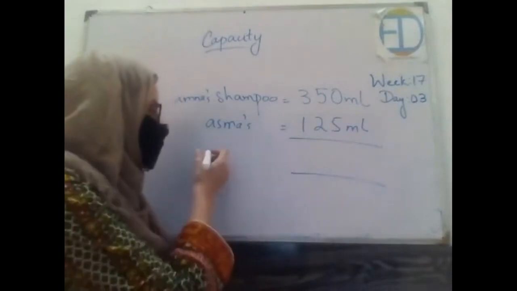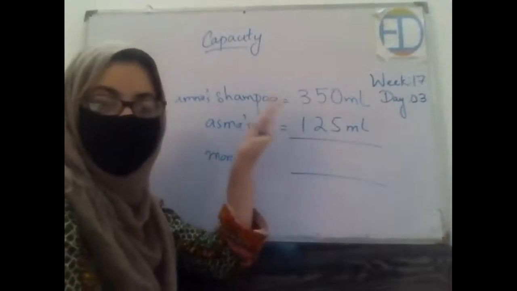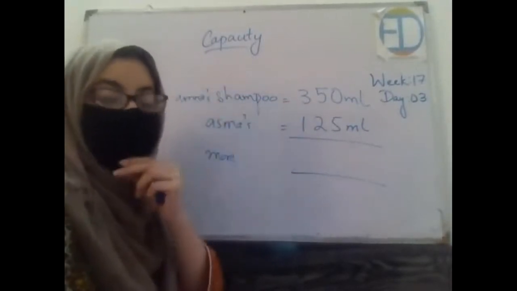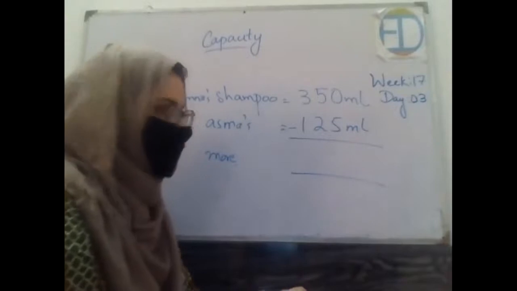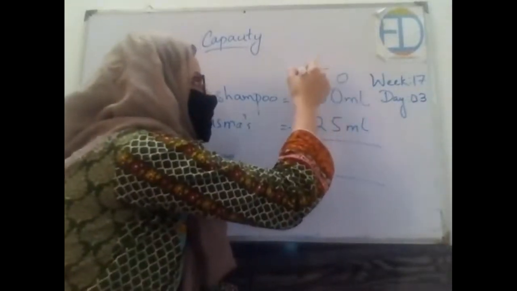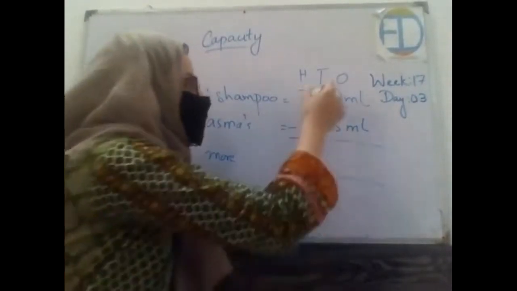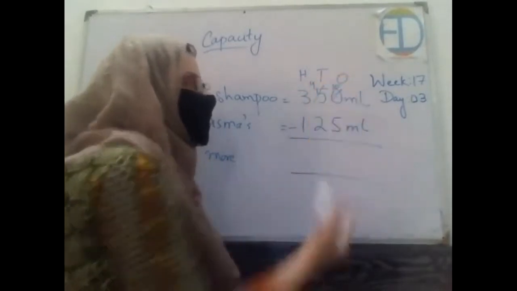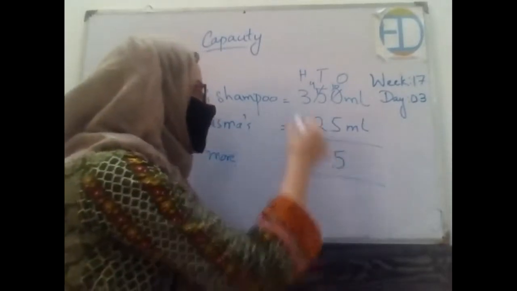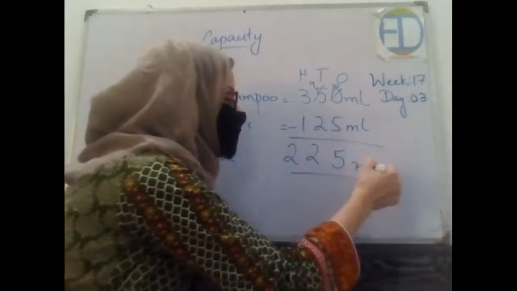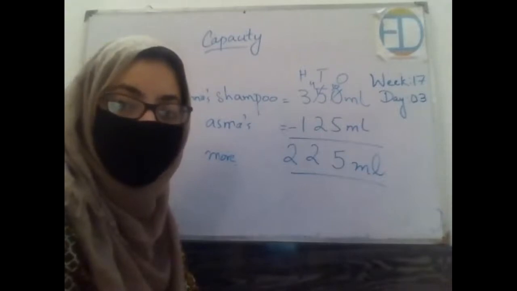Who has more shampoo? In order to find who has more, definitely we get an idea through this data that Amna has more, right? Now how much more does she have? So we will subtract 125 from 350, right? So again we will be writing their values. Now can we subtract 5 from 0? No. Again a question of carrying over. This will turn to 10. 10 minus 5, again 5. 4 minus 2, 2. And 3 minus 1, 2. So this means that Amna has 225 milliliter more shampoo than Asma.